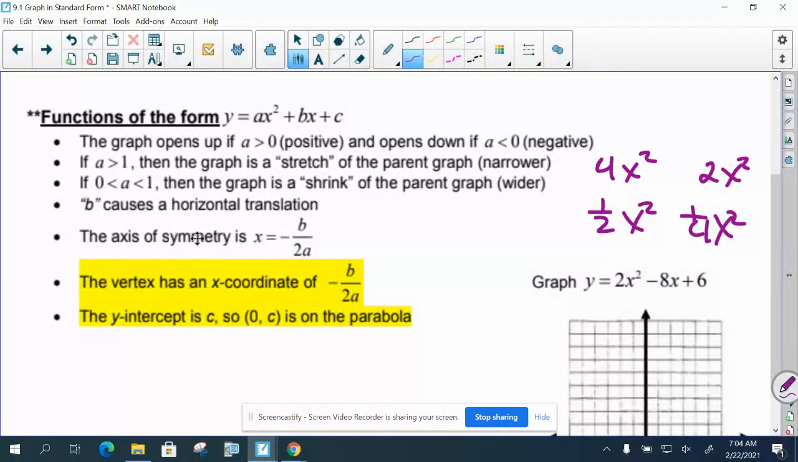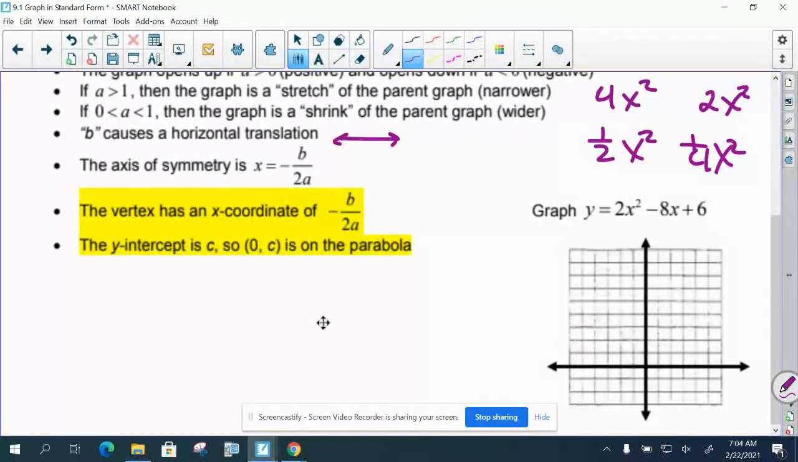B, we haven't talked about B too much. It causes a horizontal translation. So it makes the graph go left or right. And that's determined by the axis of symmetry. So the axis of symmetry will move to the right or left depending on what B and A are. Okay, so the vertex has an x-coordinate of negative b over 2a, y-intercept is c, so 0, c is on the parabola.